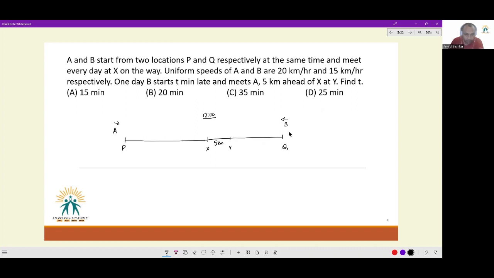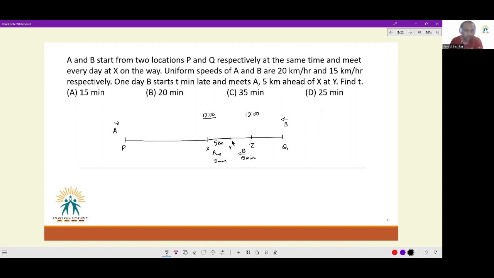Now understand, on the day that B is late, he would be somewhere here at, let's say, point Z. B is at point Z at 12. Now, in the time that A covers XY, B has covered ZY. How much time will A take to cover XY? 5 kilometers at the rate of 20. A will cover this distance in 15 minutes. So B will cover this distance in 15 minutes.